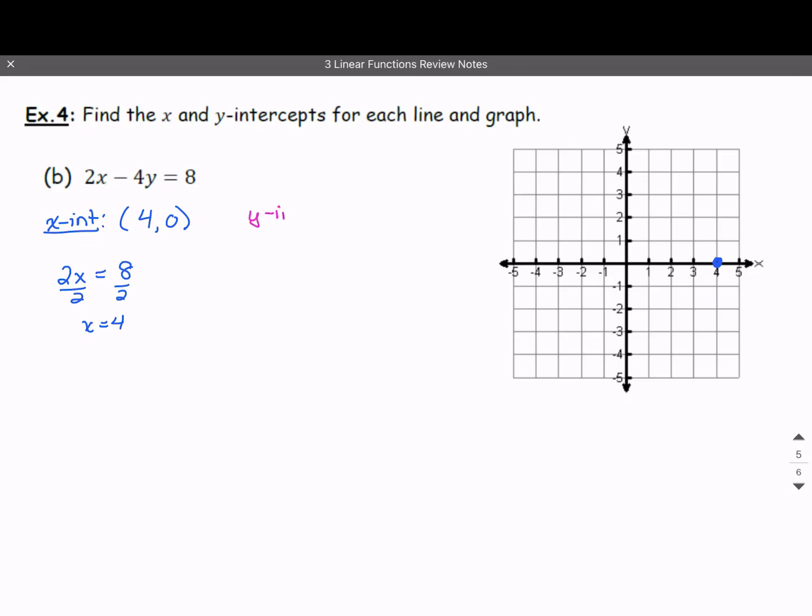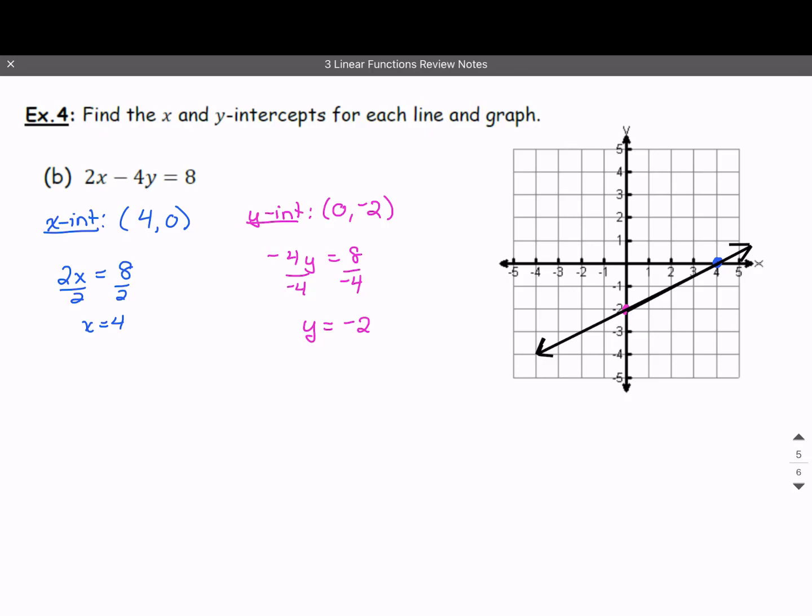Now our y-intercept, that's the value of y when x is 0. So if we let x be 0, our equation becomes negative 4y equals 8. Divide both sides by negative 4, and our y-intercept is negative 2. So we plot the point 0, negative 2. Now we get our handy-dandy straight edge, and we connect the dots with a line using a straight edge. Don't forget to put arrows on the ends. And now we have the graph of a line.